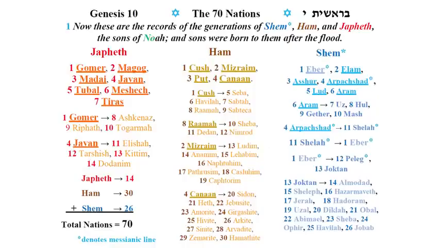Remember Genesis 10, the table of nations. There were 70 nations that came out of Ham, Shem, and Japheth, Noah's sons. All right? So when the Jews are celebrating and sacrificing 70 bulls, they're sacrificing these for the 70 nations.